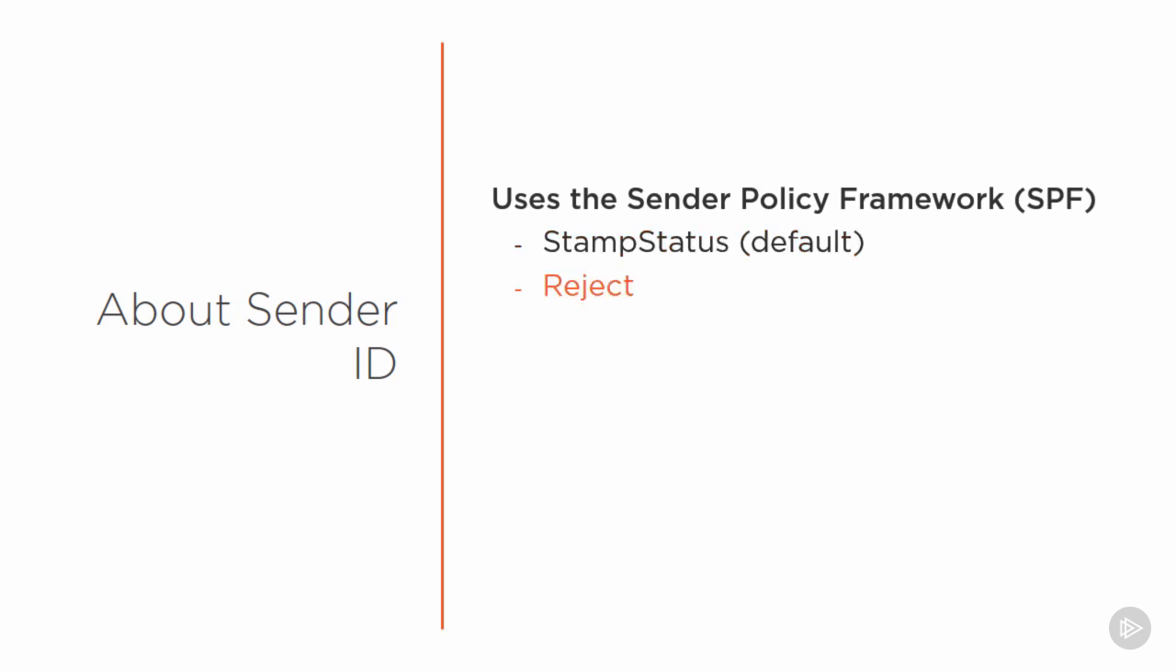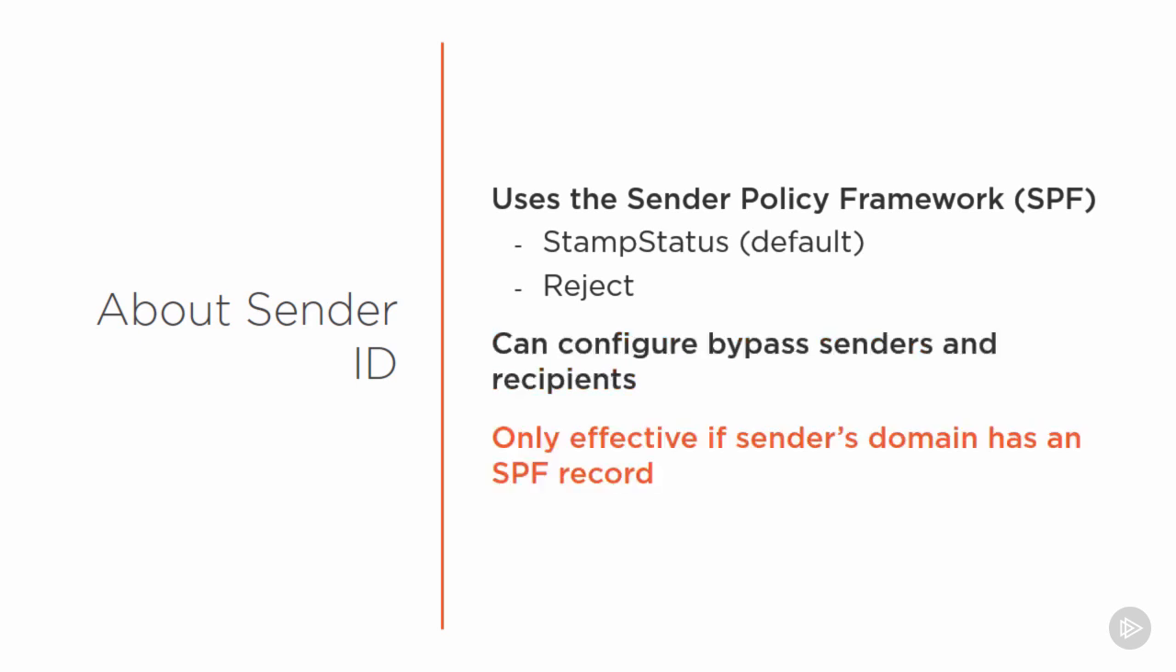You can, of course, configure the sender ID policy to reject any mail that fails SPF lookup as well. If you have particular senders on the internet that you're having trouble with, you can configure bypass rules for those senders or for internal recipients, so that SPF is not considered for those particular senders and recipients. And of course, sender ID is only effective if the sender's domain actually has an SPF record. If they don't have an SPF record, there's nothing for sender ID to look up, and therefore it can't make any decisions at all.